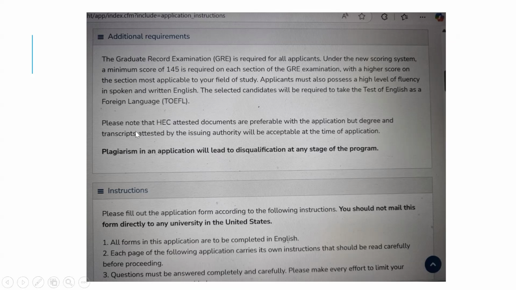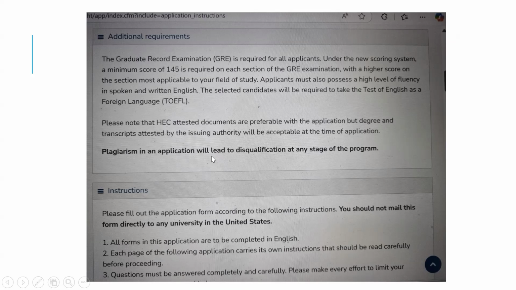Please note that HEC attested documents are preferable with the application, but degree and transcript attested by the issuing authority will be acceptable at the time of application. So if you have got your transcripts and degrees verified by HEC, that's preferred. But even if you haven't done that so far, then you need to get your transcripts attested by the issuing authority, which is your university from where you completed your degree.